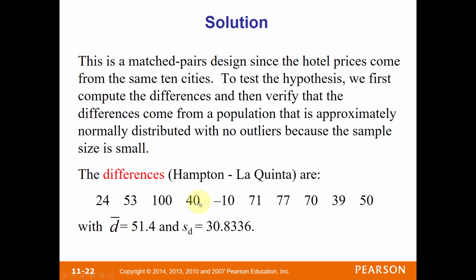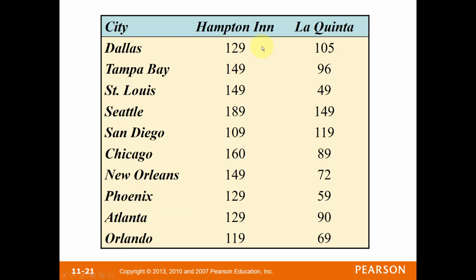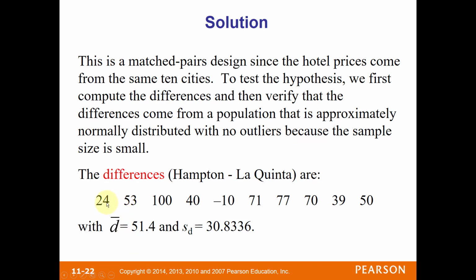Now, where did those differences come from? Those are the D subscript i's. Where did those come from? By subtracting these numbers down through these 10 cities. These are D subscript i's. What is D bar? D bar is the average difference for this. And we're going to use that average difference in the sample, the mean difference in the sample, to estimate what's going on with the population of all possible differences. Again, where did this S subscript D come from? It's the standard deviation of these 10 numbers.